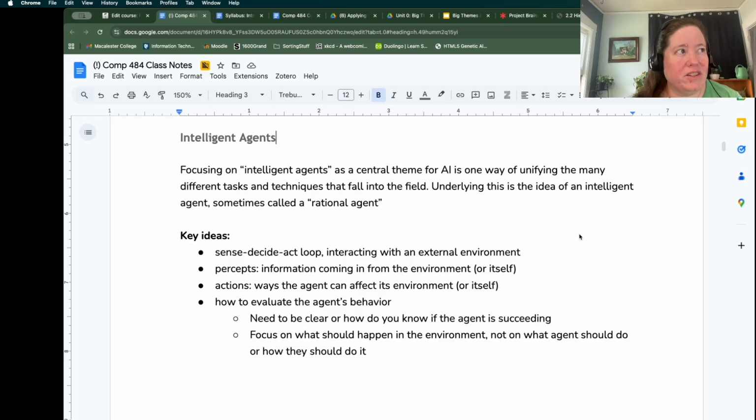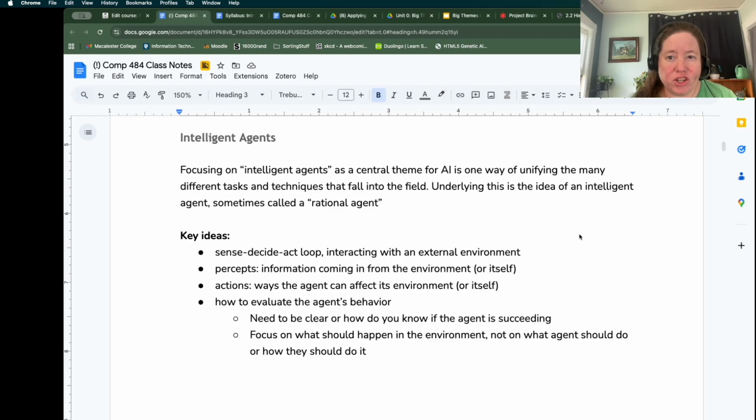So, intelligent agent or rational agent is a common way to describe what we are interested in when we talk about artificial intelligence. There are key ideas here. One of the key ideas is that the agent exists in an environment. If it's a chess playing program, its environment may simply be the chess game that it's attached to. If it's a robot, it might exist in the real world. If it's a simulated bot or a chatbot or something like that, it exists in the environment where it communicates with the people or other systems around it.